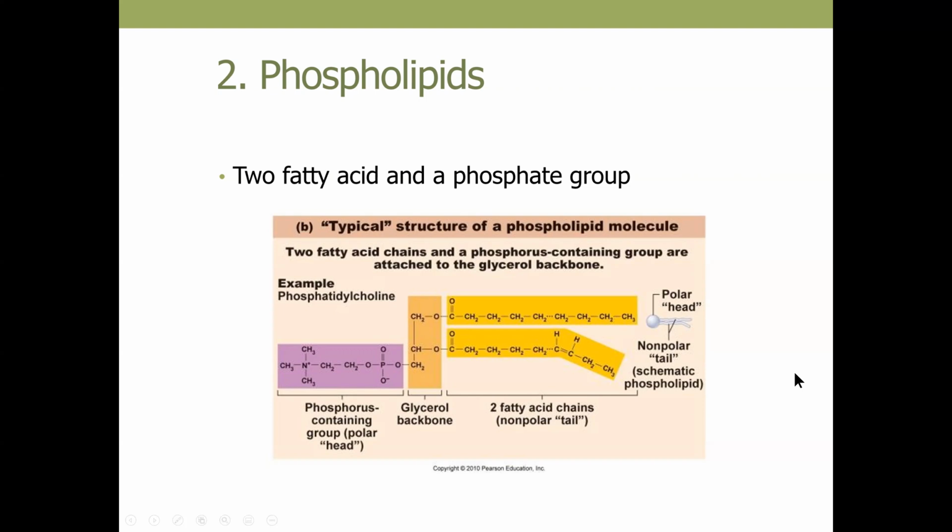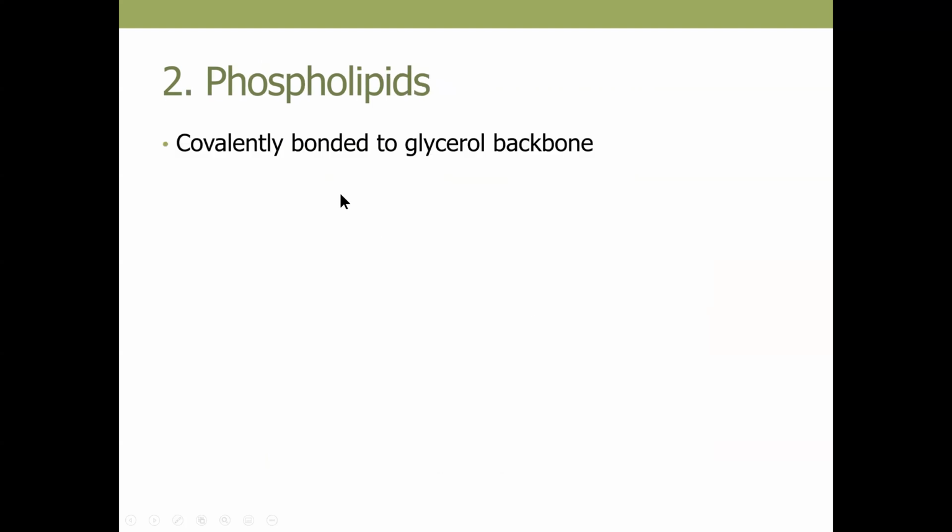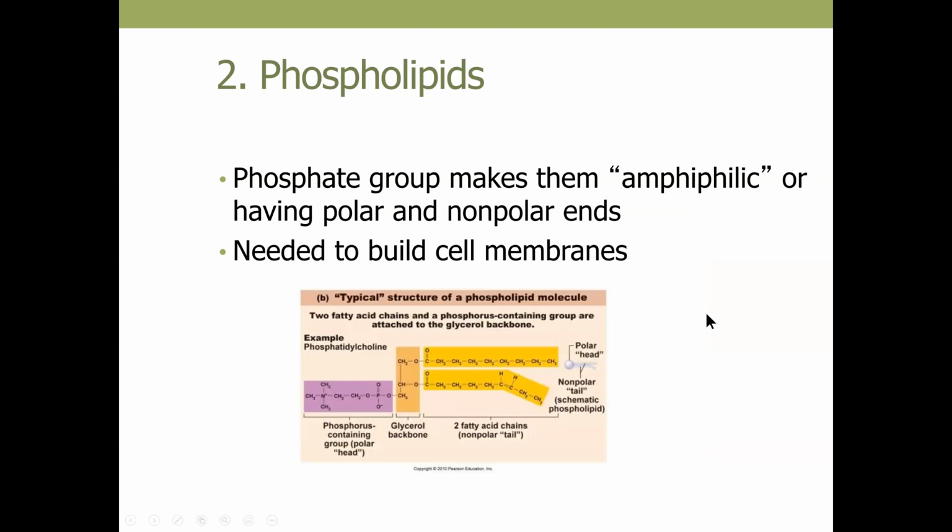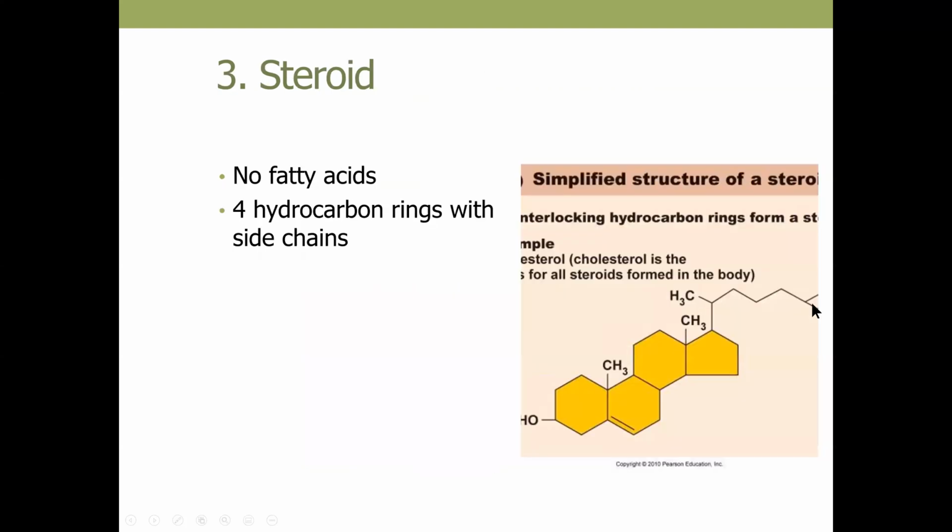So we have triglycerides, which have a glycerol backbone and 3 long-chain fatty acids. We have phospholipids, which have a glycerol backbone, 2 long-chain fatty acids, and a phosphate group covalently bonded to the glycerol backbone. Guess how they're bonded? Dehydration synthesis. This makes the phosphate group amphiphilic, okay, which means it has a polar and a nonpolar end, and it's needed to build cell membranes.